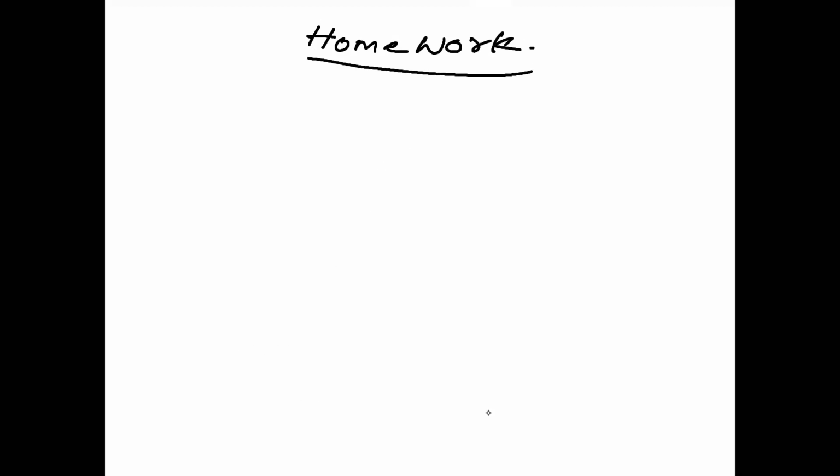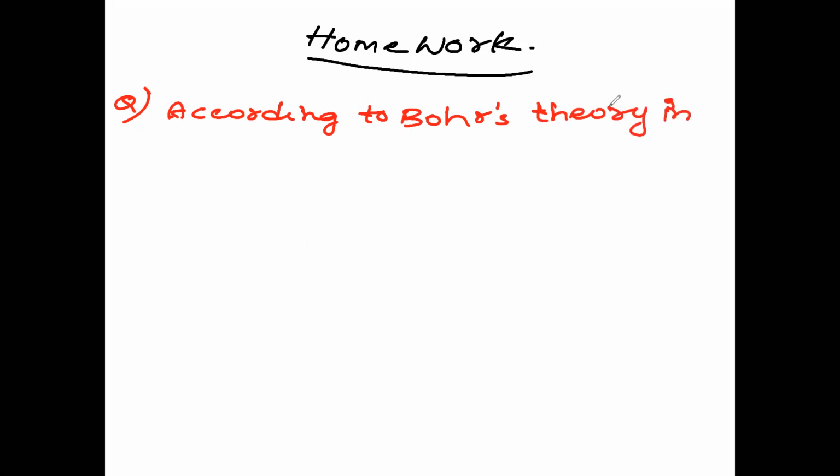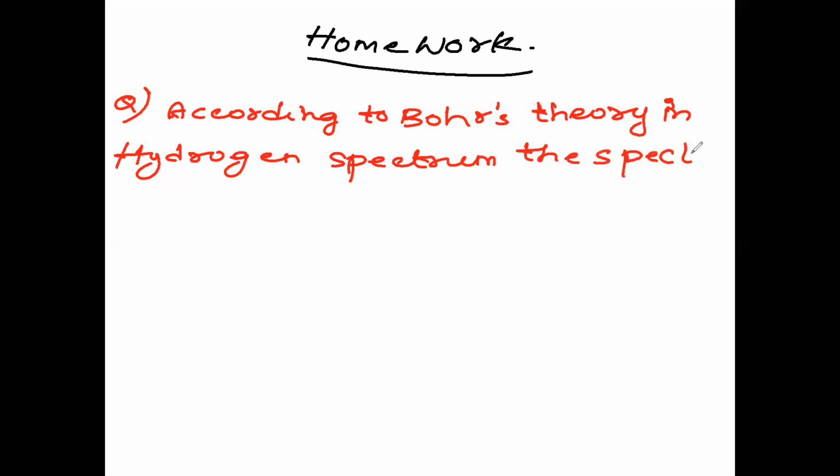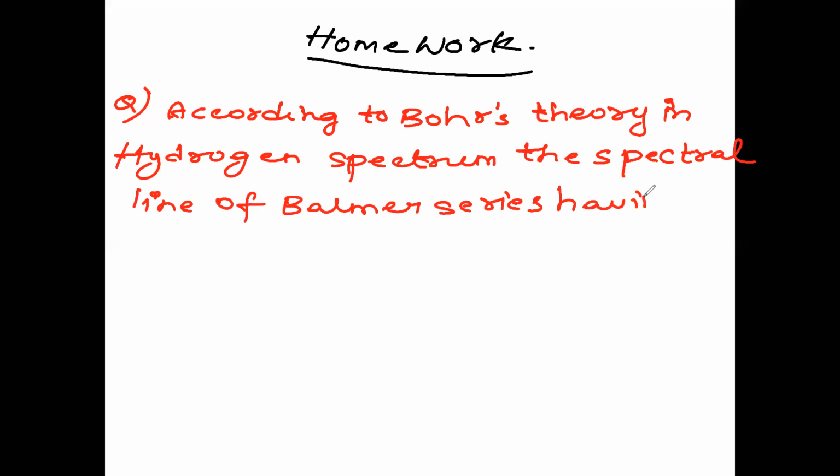According to Bohr's theory, in the hydrogen spectrum, the spectral line of Balmer series having lowest wavelength is?